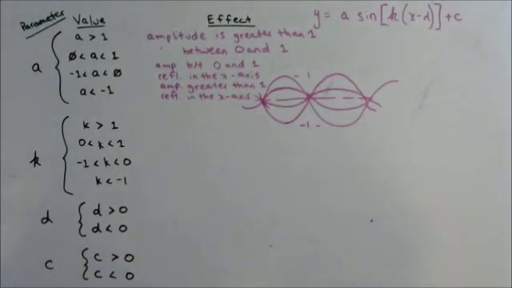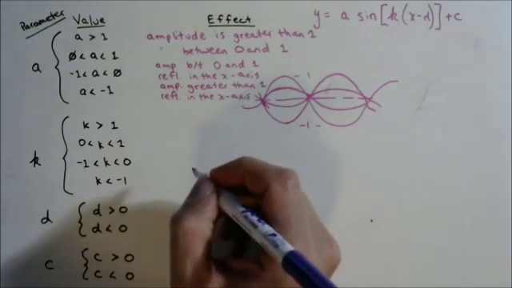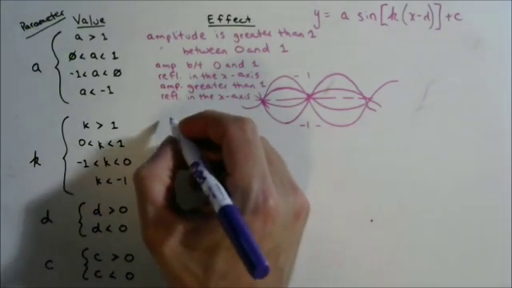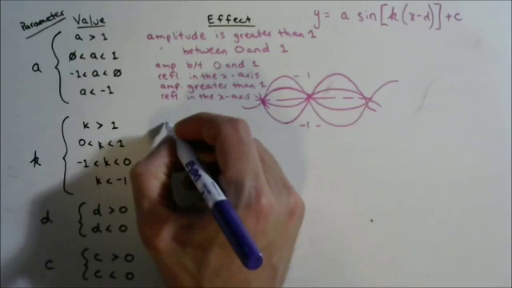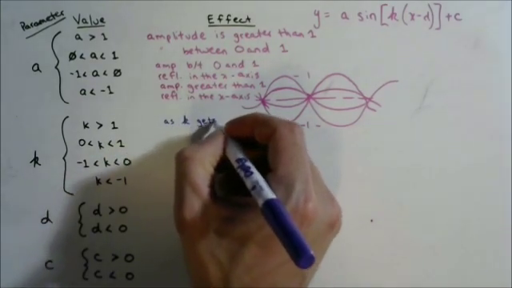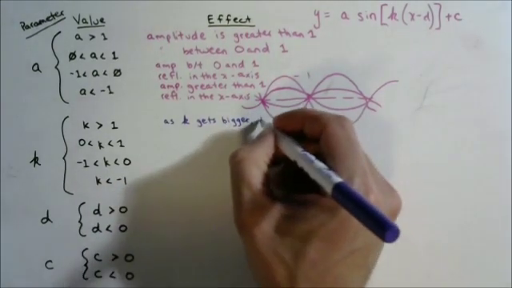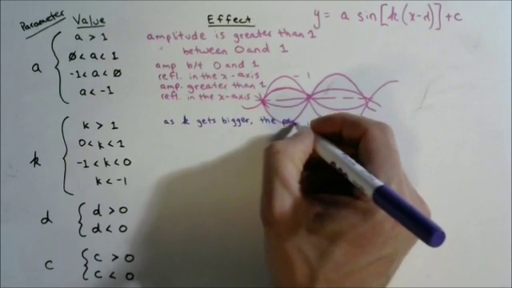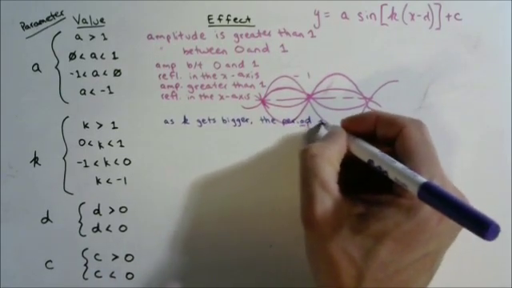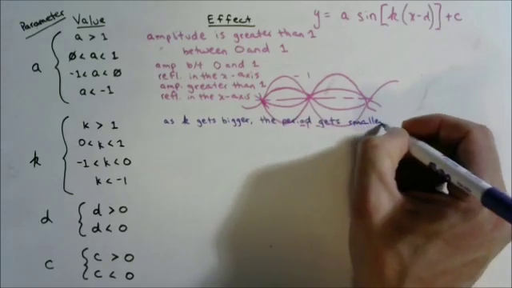Let's take a look at the parameter k and how that's going to affect the graph of a sinusoidal function. When k is greater than 1, what happens is the period gets smaller. So as k gets bigger, the period gets smaller. So what does that mean?